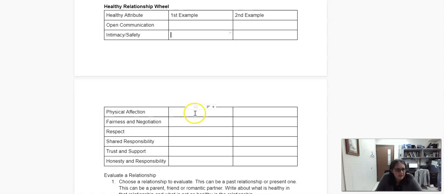It could be a healthy relationship. If it was just putting your arm around somebody, could be just like rubbing their arm. Lots of different things. Fairness and negotiation. That one is, how are you going to communicate when you are not actually agreeing? So, maybe you take turns.